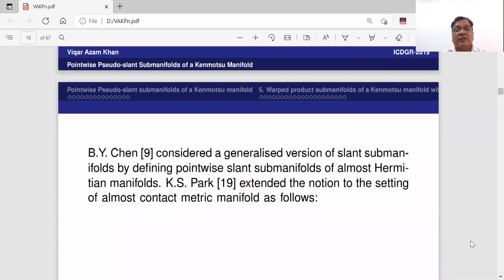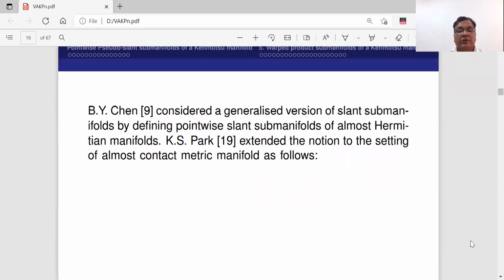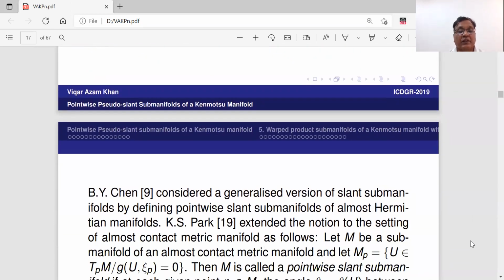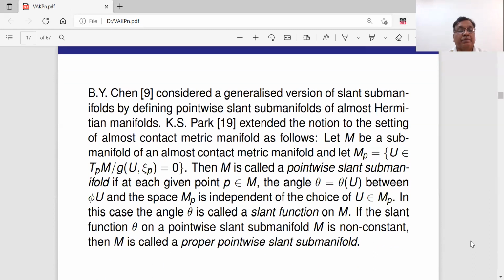Now, B.Y. Chen considered a generalized version of slant submanifold, and these are pointwise slant submanifolds. The study of pointwise slant submanifolds started with a paper by K.S. Park. This appeared sometime in 2009. I have given it in the references. All right. Now, what he did, he defined a subspace of the tangent space, which he denoted by the symbol M_p. So M_p consists of all those vector fields which are orthogonal to xi_p.